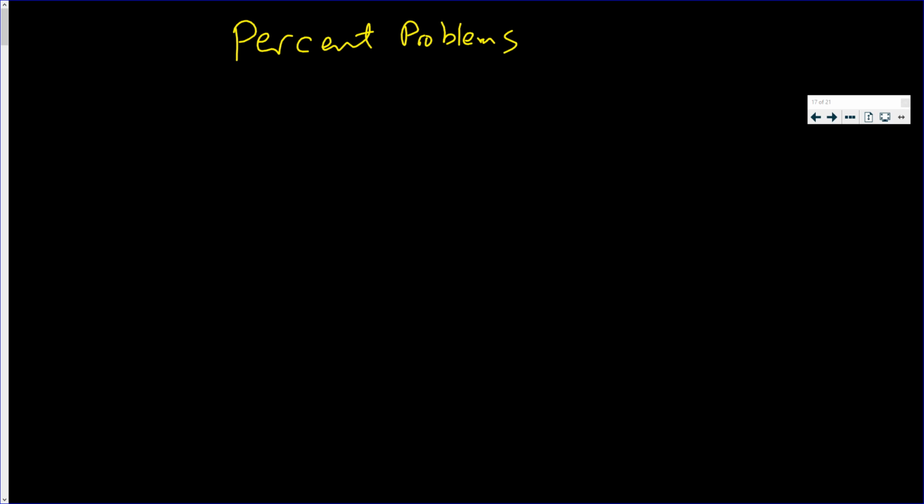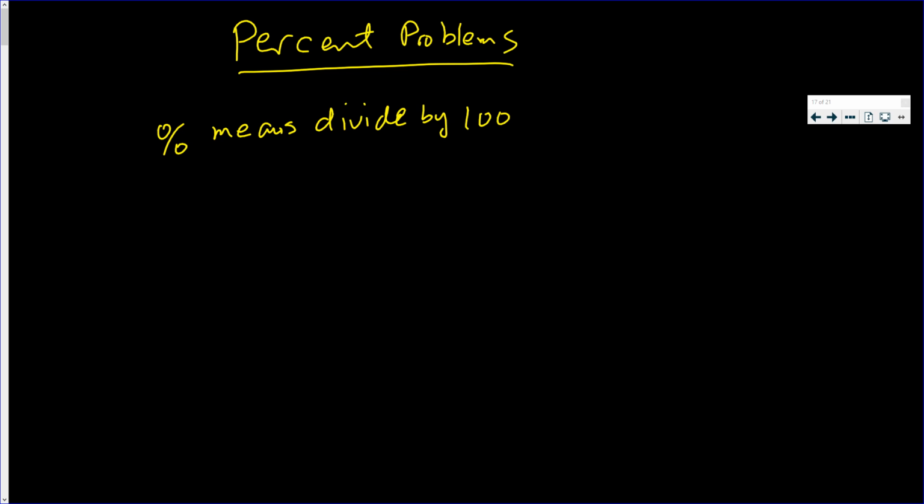Gonna do some basic percent problems. No words, no anything. Again, just understand that percent means divide by 100. So 10%, this means 10 over 100, which is 1/10, because 10 goes in both of those numbers 1 and 10 times.